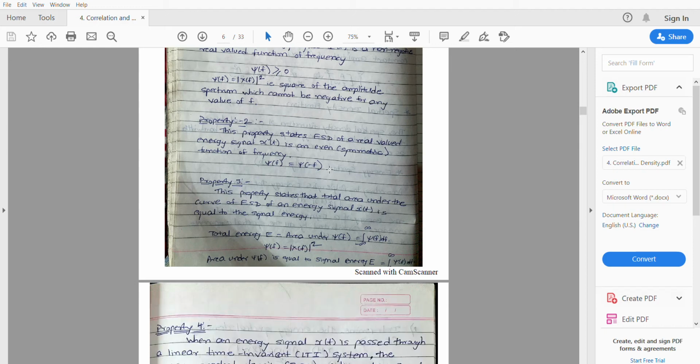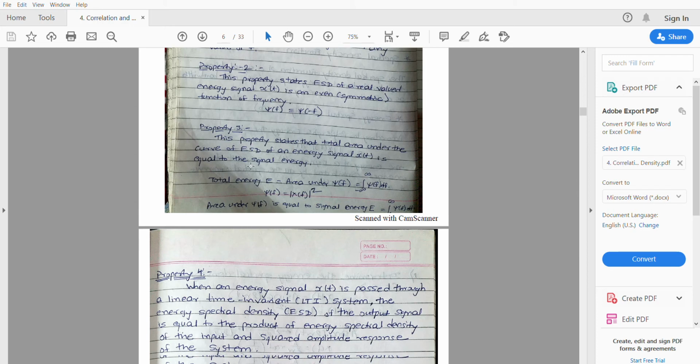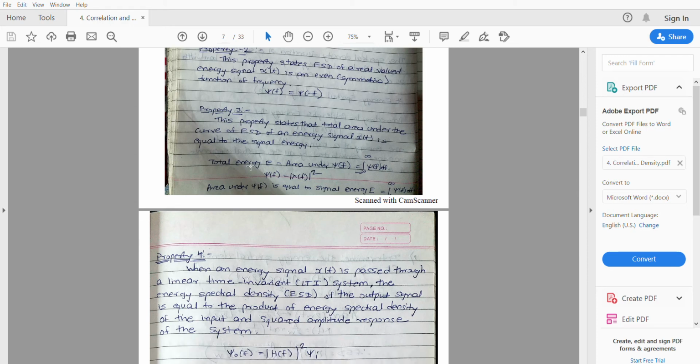Property number 2 states that the ESD of a real-valued energy signal x(t) is an even symmetric function of frequency. So ESD is an even function of the frequency, that is, symmetrical. Property number 3 states that the total area under the curve of the ESD of an energy signal x(t) is equal to the energy of the signal. So total energy E is the area under psi(f).